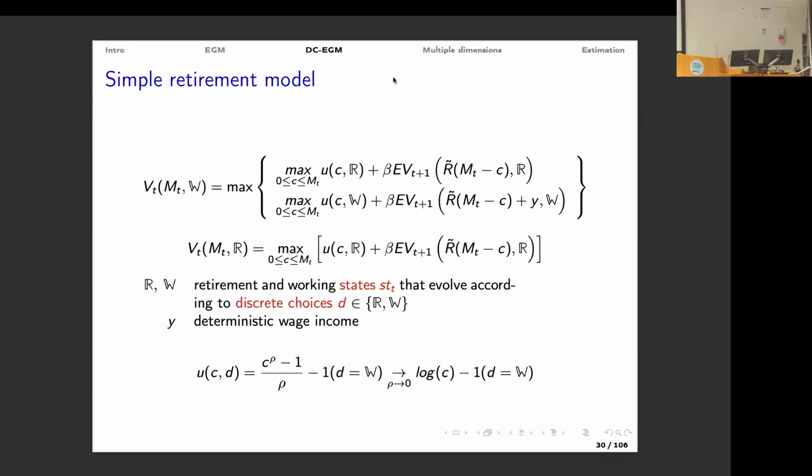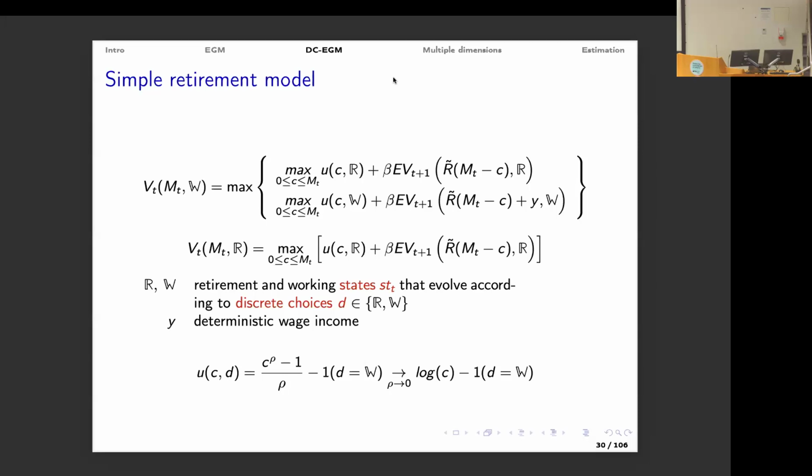So let me restate the problem. This is now consumption savings with an additional state. The additional state basically says whether this agent is a worker or a retiree. If the agent is a worker and continues to be a worker, then there is this income, say, wage income. This is conditional on continuing to be a worker. And if the agent retires, then we are back to the consumption savings setting that we had in the very beginning.